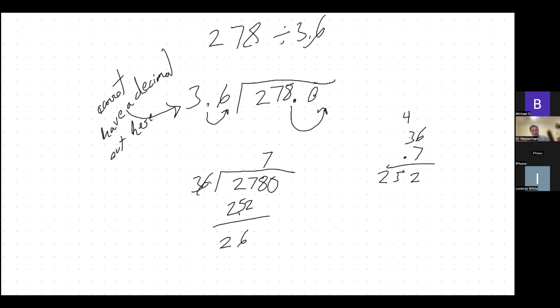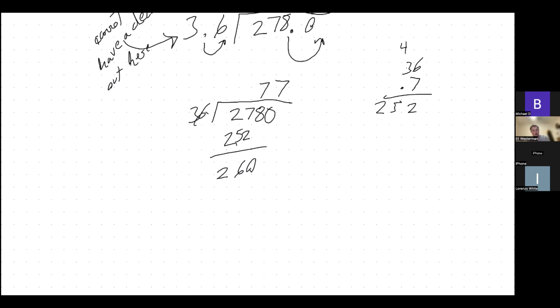Then we bring down the 0. Now, how many times does 36 go into 260? Well, we know it goes in 7 times because it's 252. So we get 10 minus 2 is 8. 5 is 0. So we get 8. Now we got to add a decimal there and bring a 0 down.